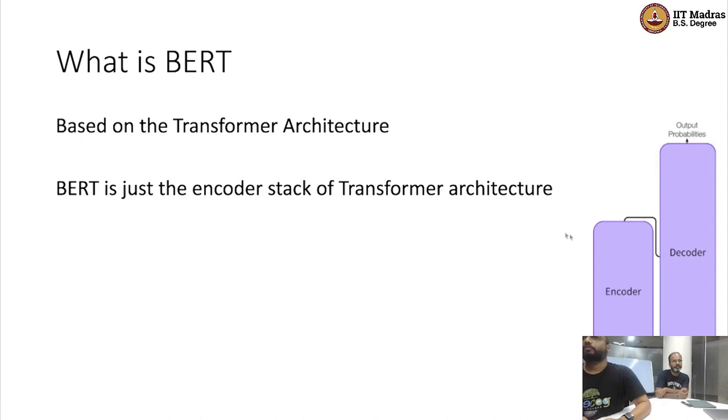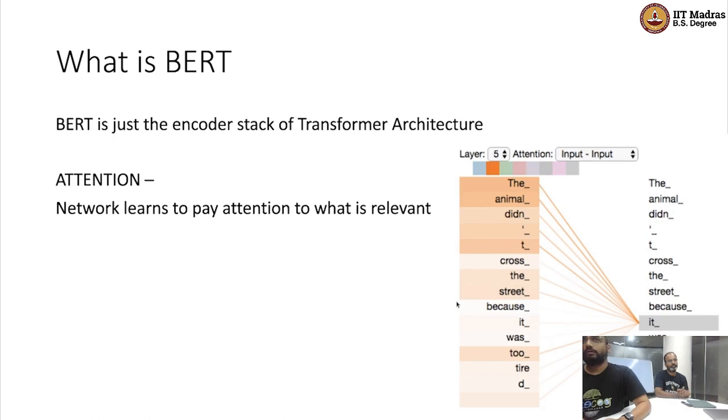And one of those use cases was, why don't we just take this encoder architecture away and just use that to create representations for our work? So as we said, the representation of the word bank, or any word, would change based on its context. One of the ways that this architecture is able to encode that is this phenomenon called attention.